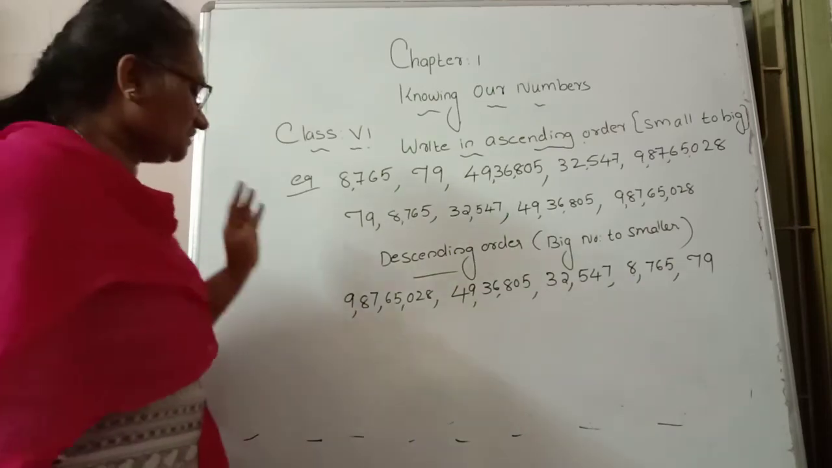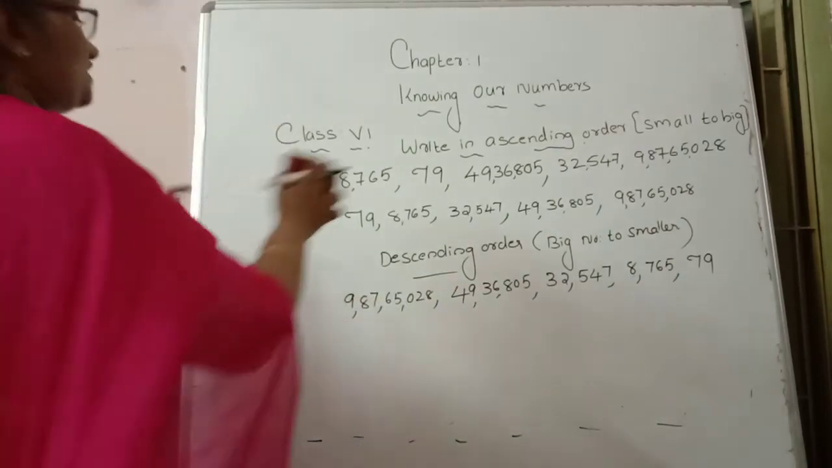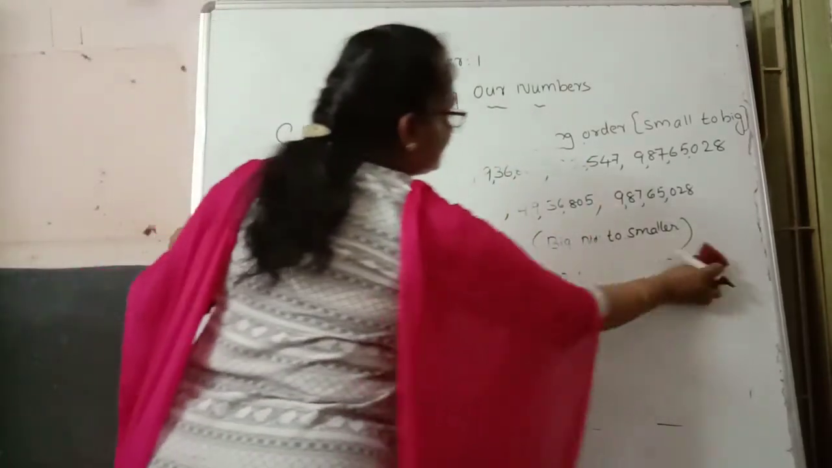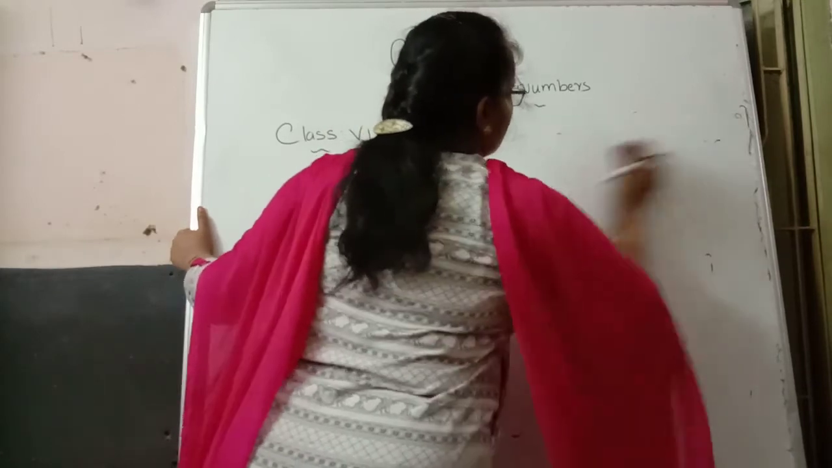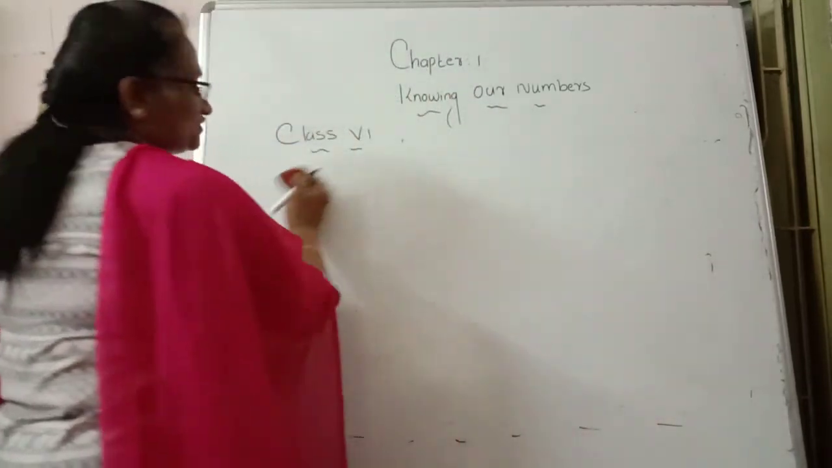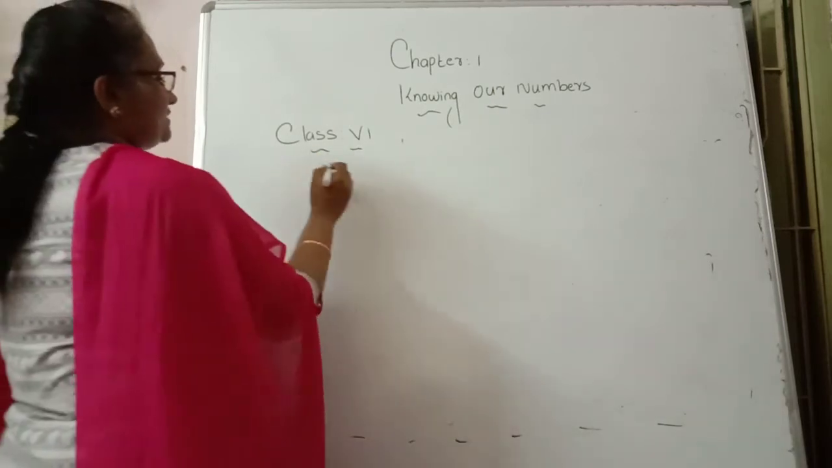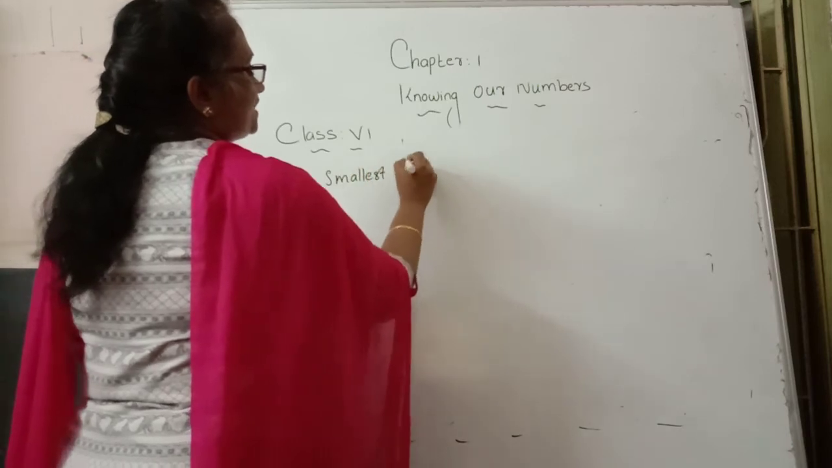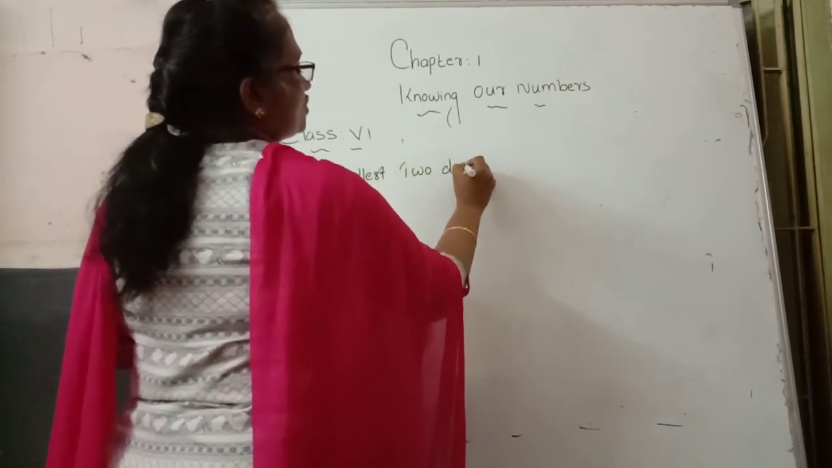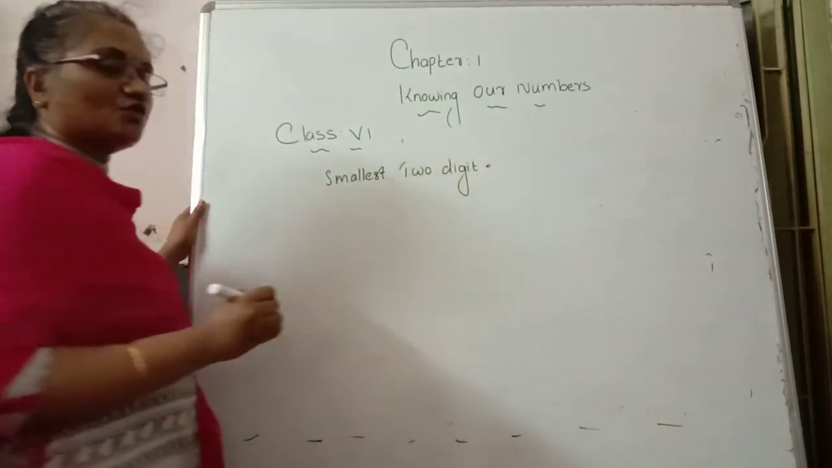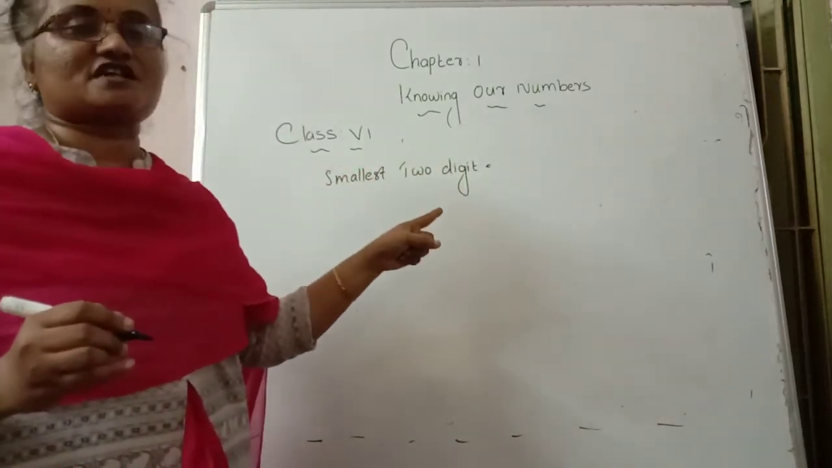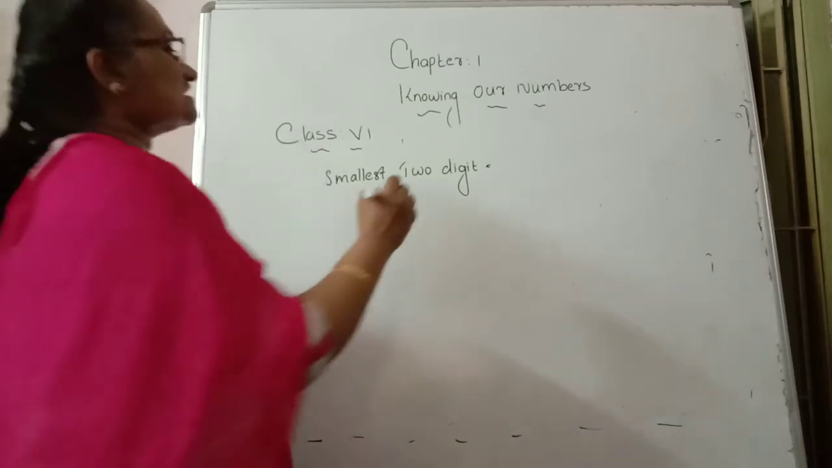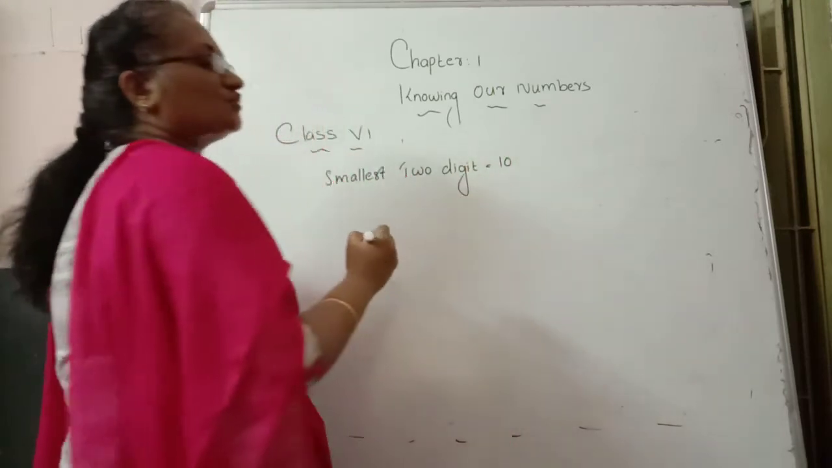Next one is we are telling about smallest number and largest number. Which is the smallest number, which is the largest number. So first, which is the smallest 2 digit number? 2 digit numbers starting from where? 10 to start. Up to 9 is 1 digit number. Asking time, 10 is the smallest 2 digit number.